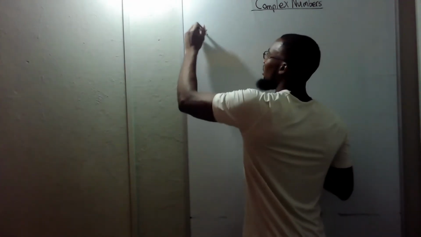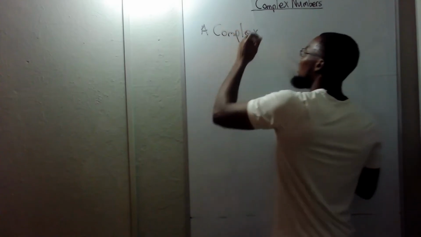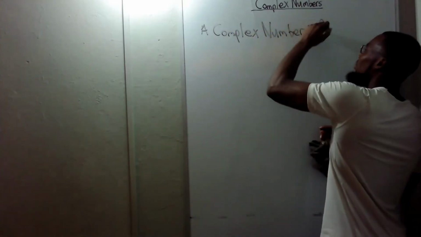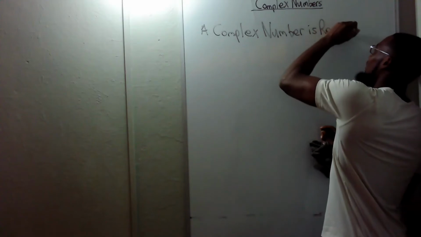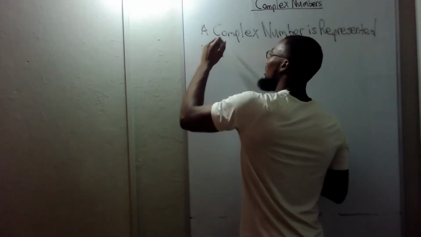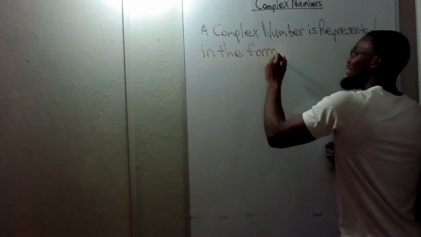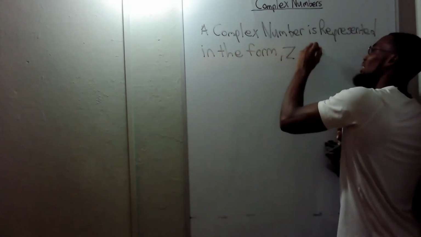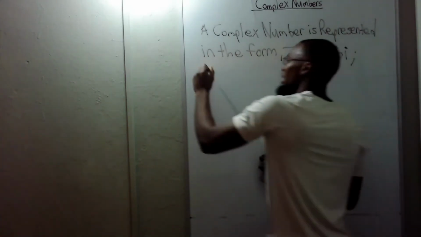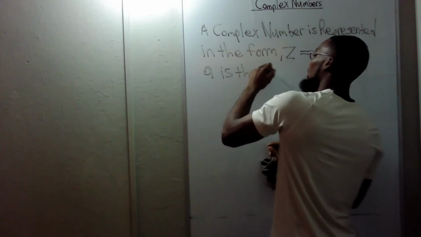So, a complex number is represented in the form z, and z is equal to a plus bi, where a is the real part of the complex number.